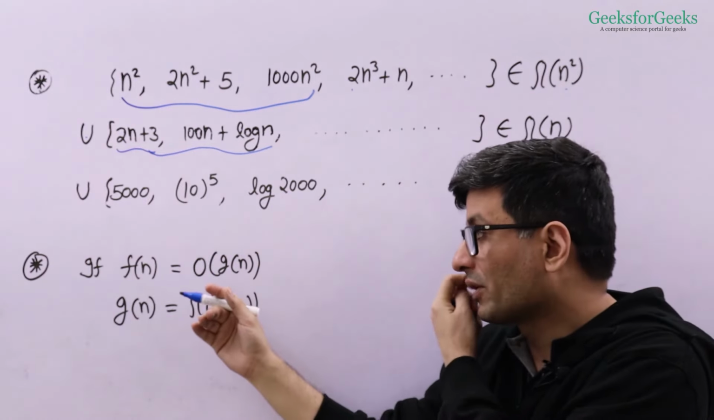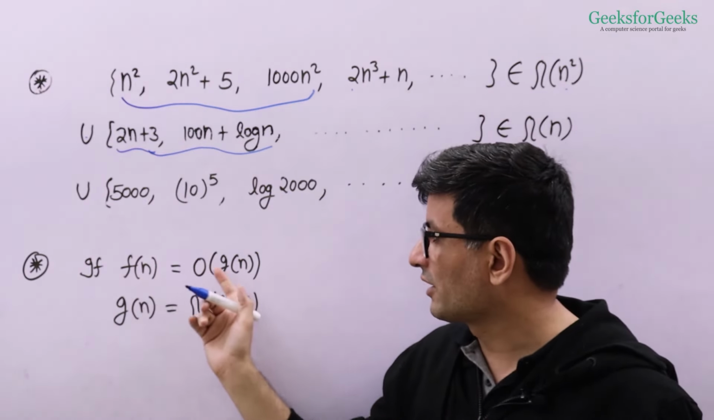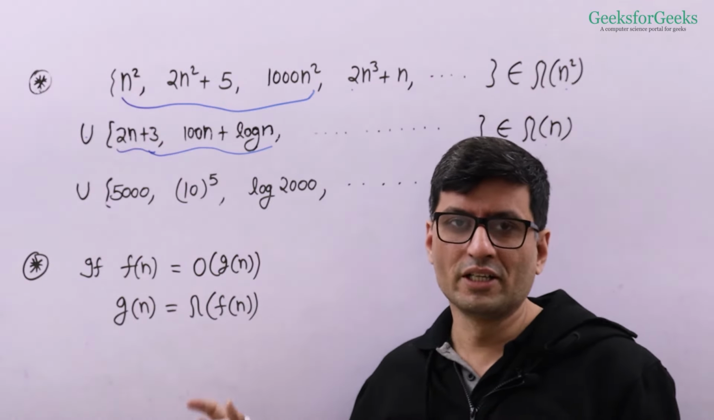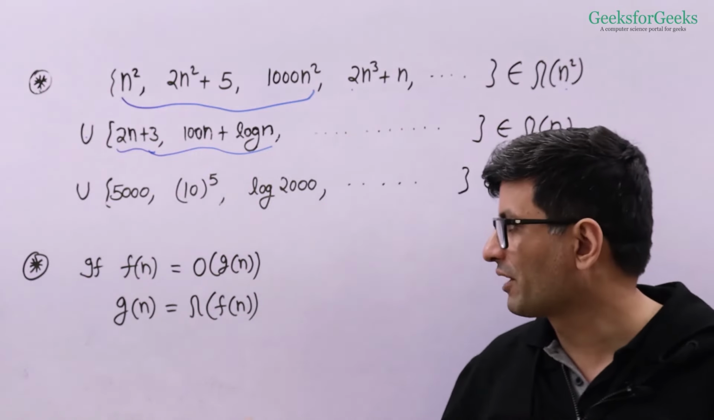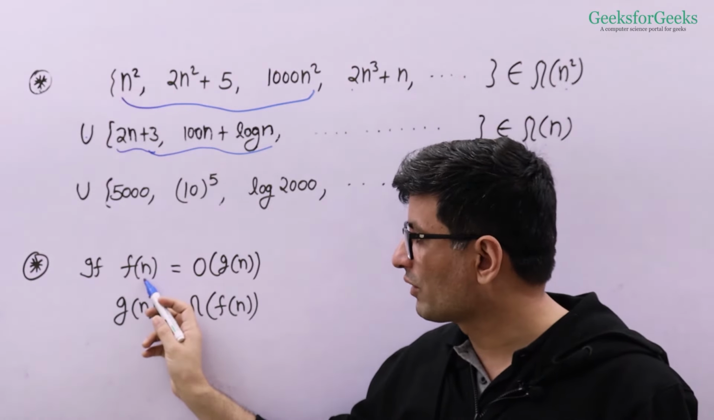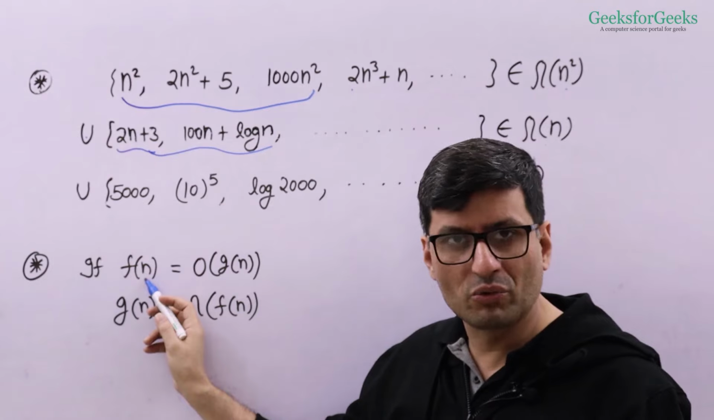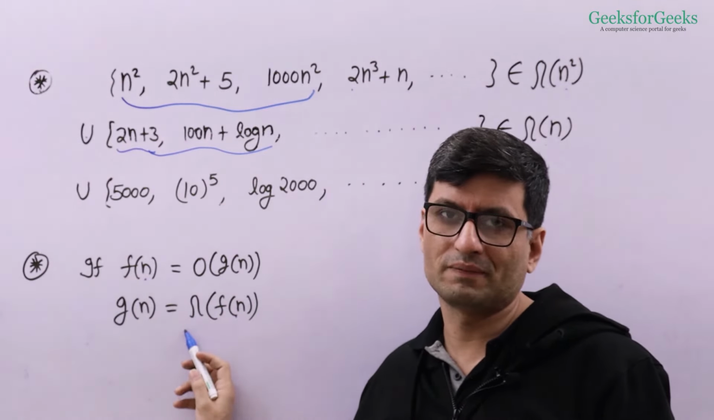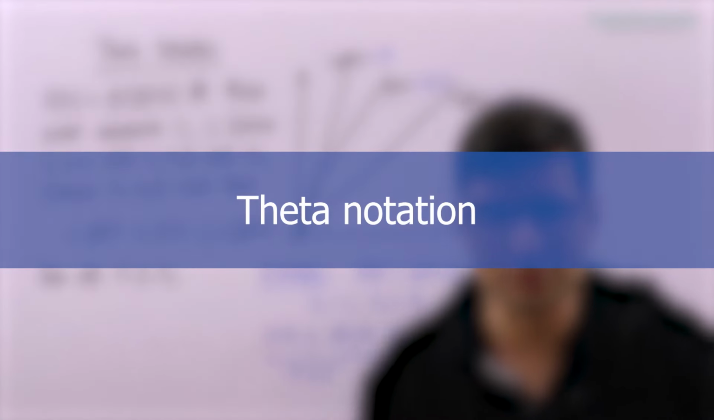Now, last thing about big omega notation, if Fn is big O of Gn, then Gn is big omega of Fn, right? Because they are opposite of each other. If one function is having order of growth smaller or equal, right, then I can write it here with big omega notation. Let's now talk about theta notation.